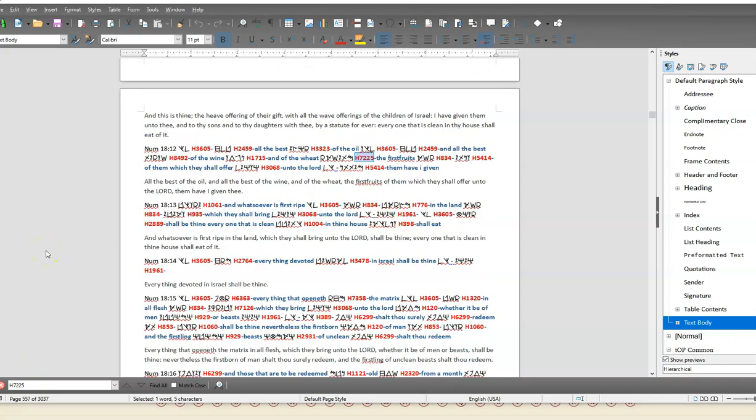The interesting thing about Numbers 18:12 is the language that's being used, I think, is pointing us in the direction where I think we should be with Reshit.